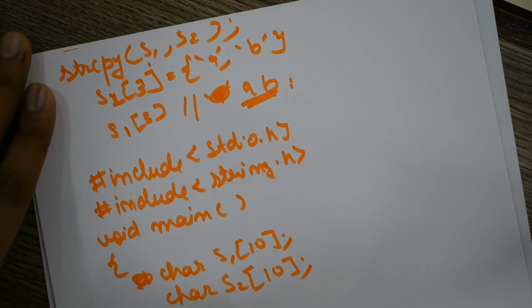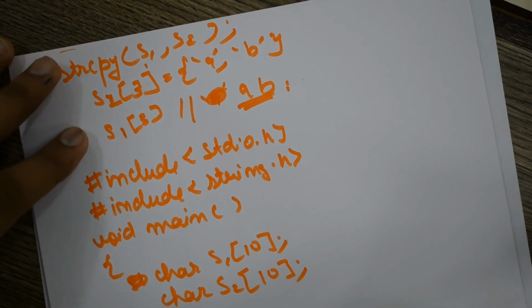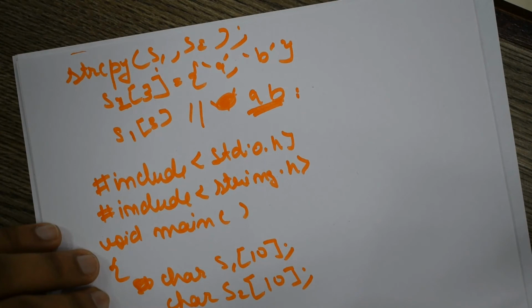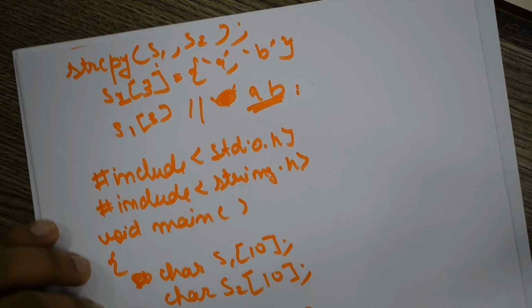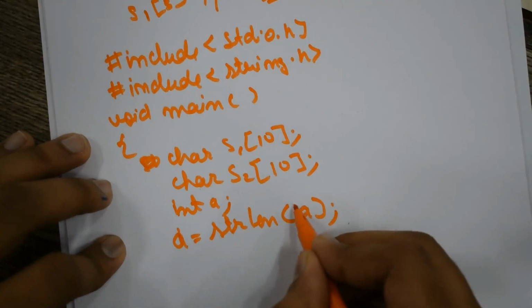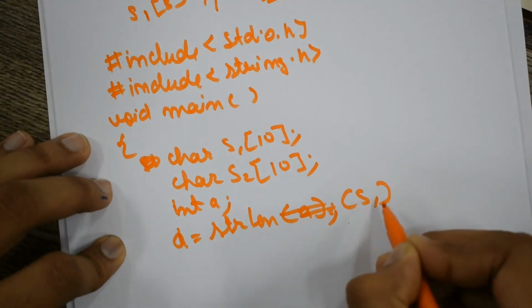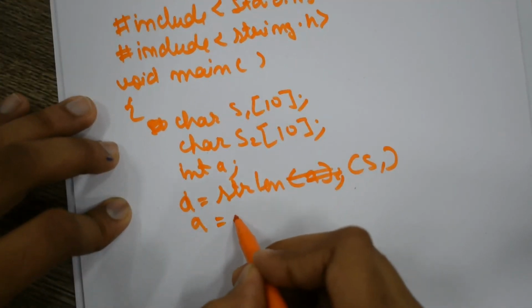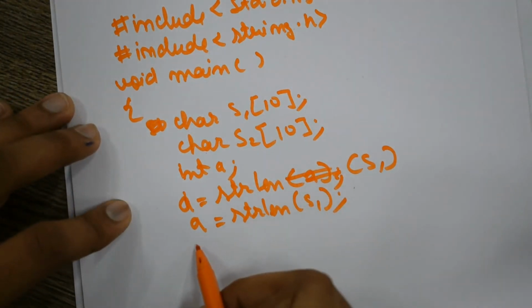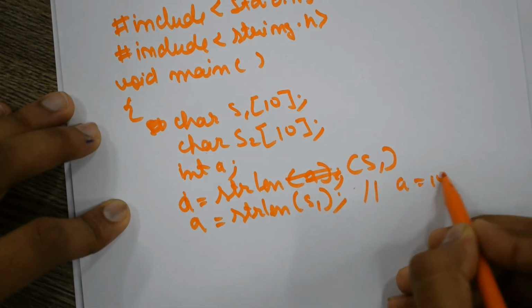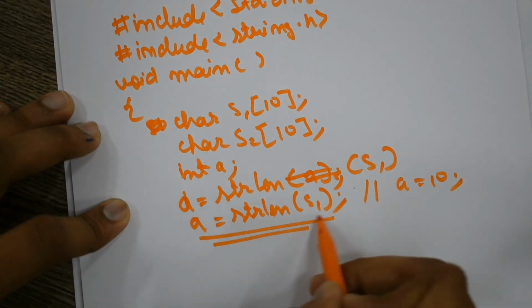Now let's see int a. a is just a variable to count the number of strings present. It will return a value, like string length returns a value. It will be saved in a. So a equal to strlen s1. So what's going to happen is, a is going to store the size, that is a equal to 10. So it will store the string length. The string length has performed its task.